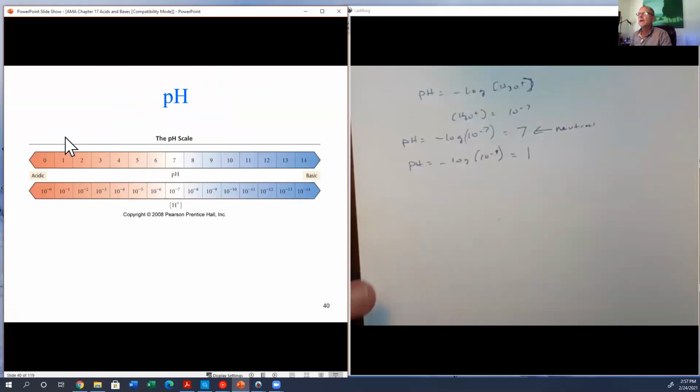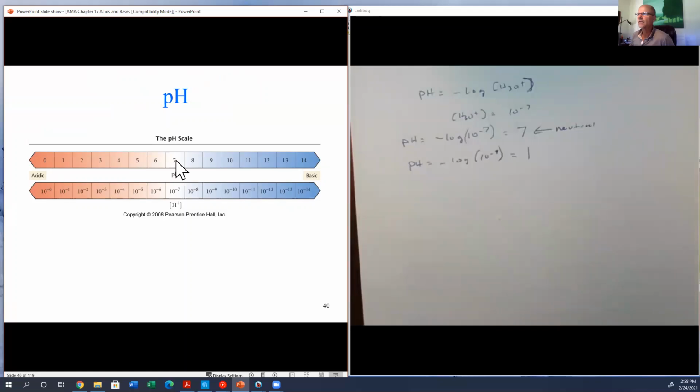So here's the pH scale. Here's the H plus concentration, 10 to the minus 7, right, is neutral. That's pH of 7. Here's my 10 to the minus 1 solution, pH of 1, right? 10 to the minus 0, pH of 0. All right, so you can have this pH scale.